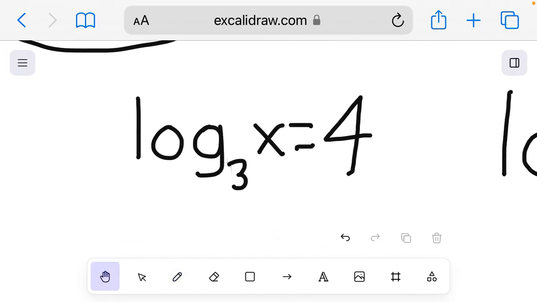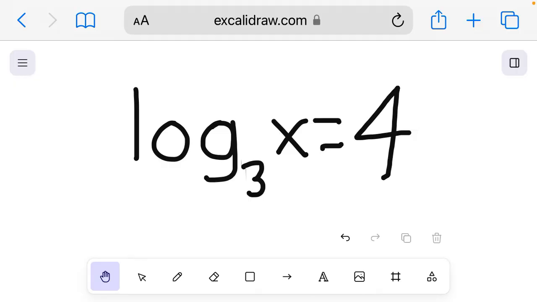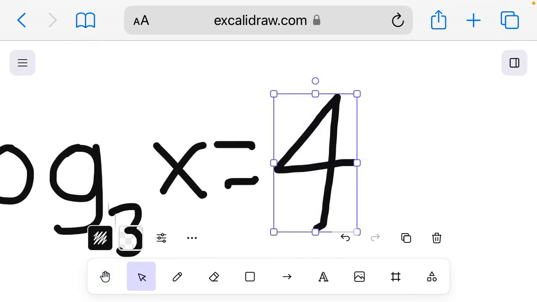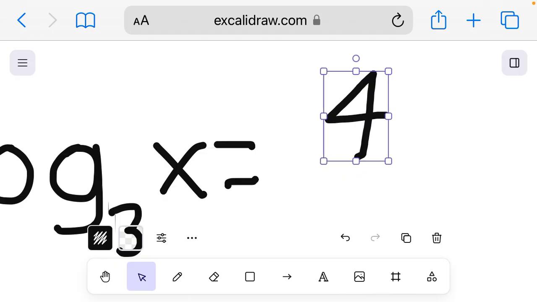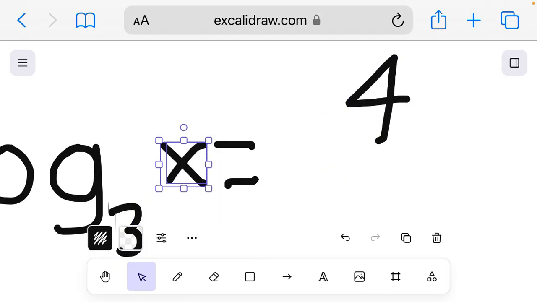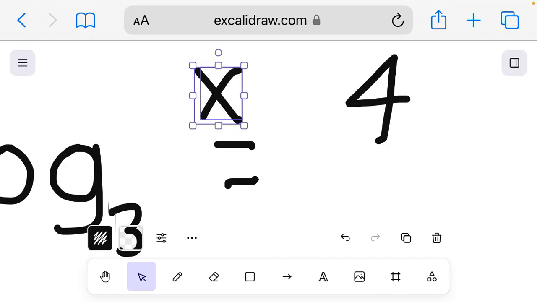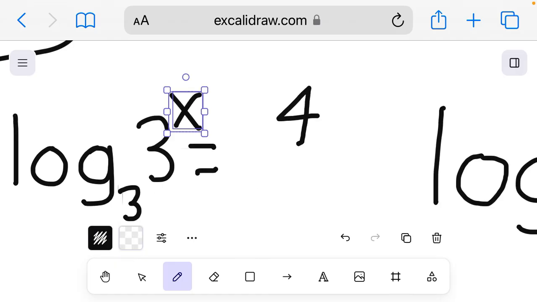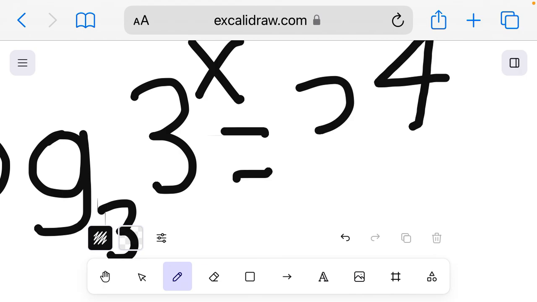Now let's move to the second one. We have log base 3 of x equals 4. Well, as I said in the previous video, you have to make this an exponent like this, and then you have to write a 3 here, since the base is 3.